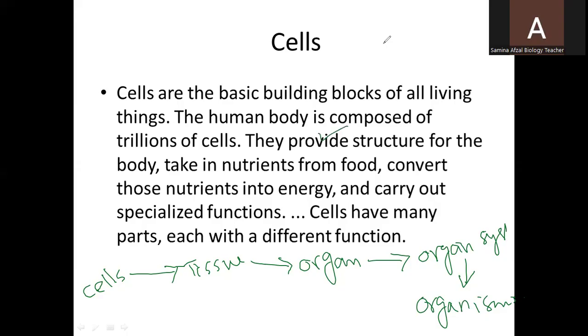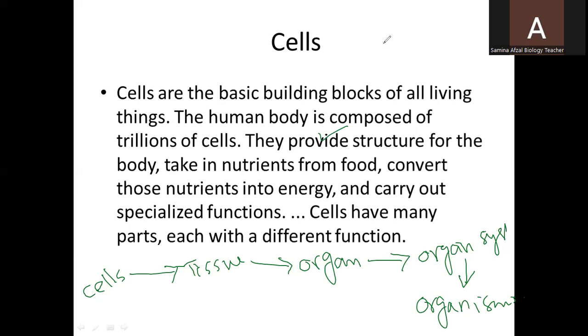They can provide structure for the body and take in the nutrients. That is, when we take in nutrients, those nutrients should become part of the body after digestion and absorption. So digestion and absorption are also involved, and they have to convert these nutrients into energy. By the process of respiration, these nutrients become part of the body and release energy. We have to get energy from these nutrients, and they carry out the specialized functions.